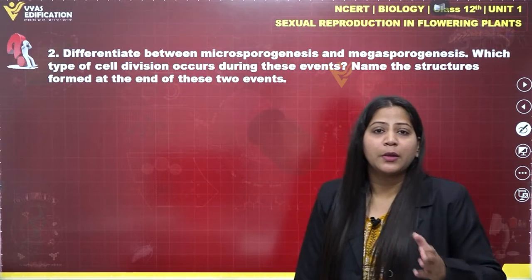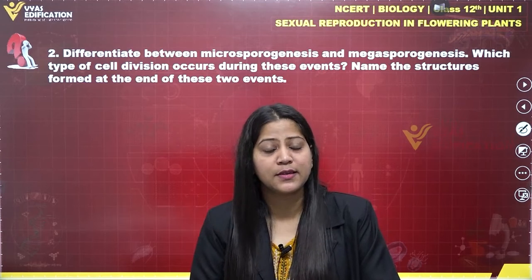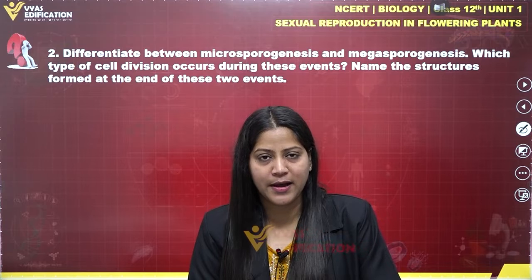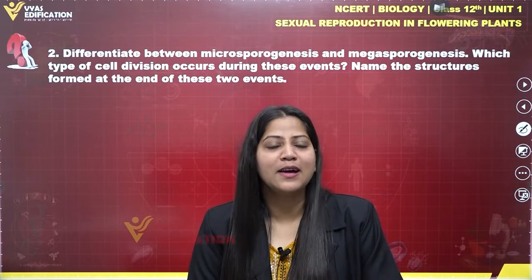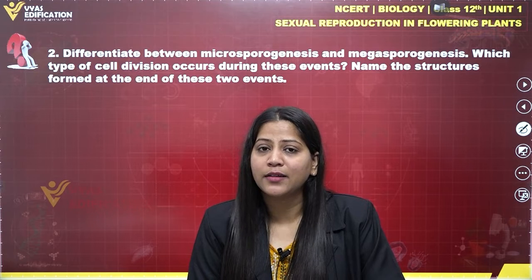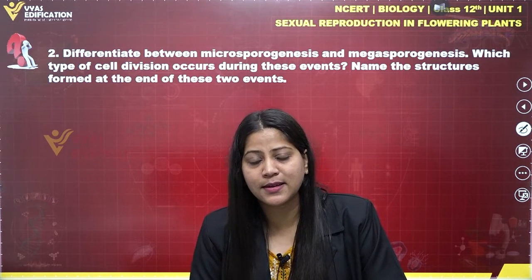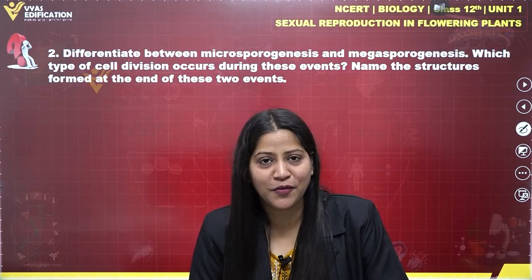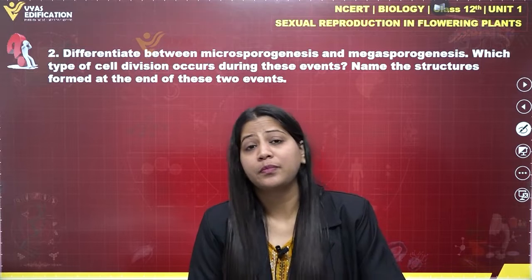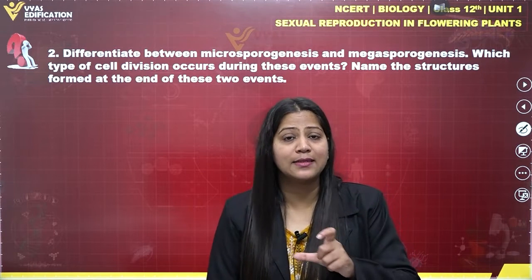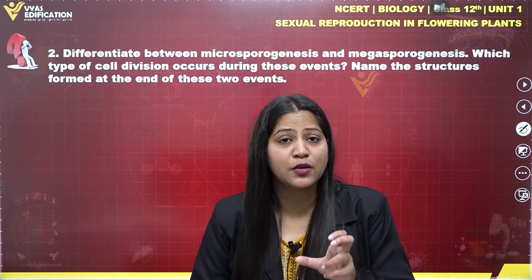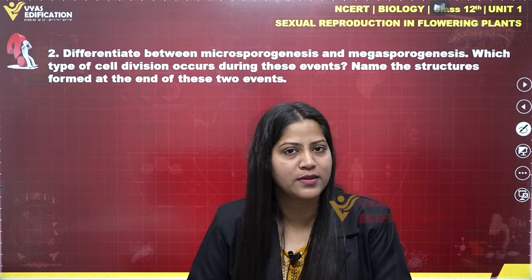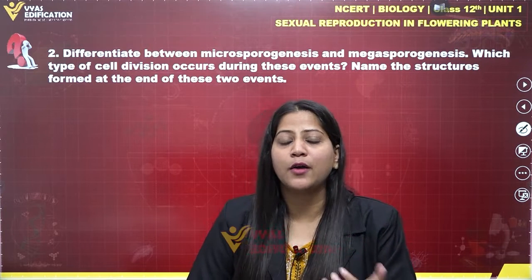Now, if we talk about megasporogenesis, it is also a process of formation of haploid female gametophyte from diploid megaspore mother cell. So these are the two processes occurring in the different parts of a flower, which will give rise to male gametophyte and female gametophyte. In case of microsporogenesis, as the name suggests, it is the process in which the microspores are going to be formed.